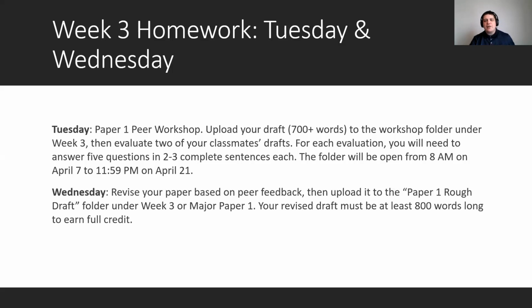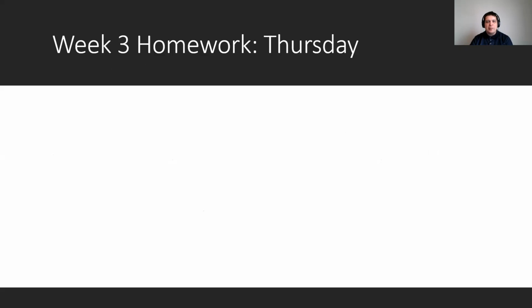The next day, on that Wednesday, you will revise your paper based on the feedback you got and then upload it to the Paper 1 rough draft folder. You can find that link in the week 3 lecture notes section or under major paper 1. It needs to be at least 800 words long. So you're going to add roughly half a page or so. But of course, the longer you can make it, the closer you'll be for the final draft. Once I get those, then I will start giving you written feedback. And that also probably is where we'll schedule our individual conferences to meet with me, go over that feedback.